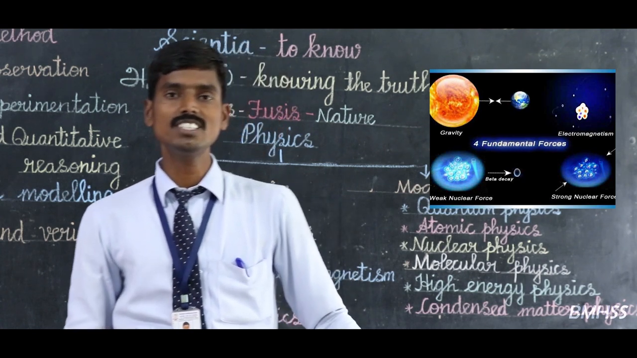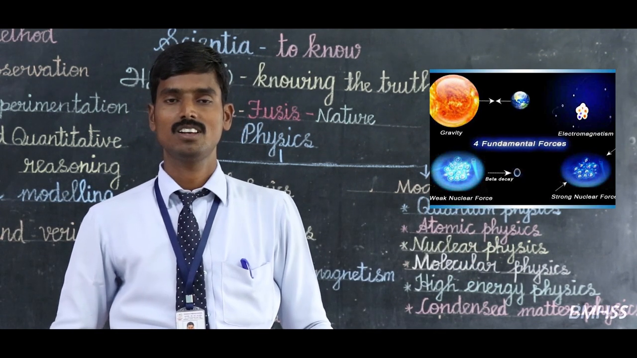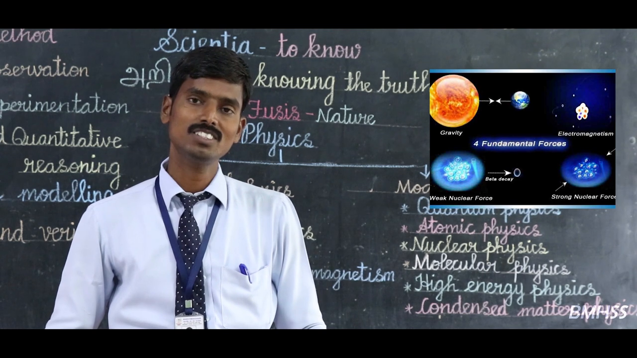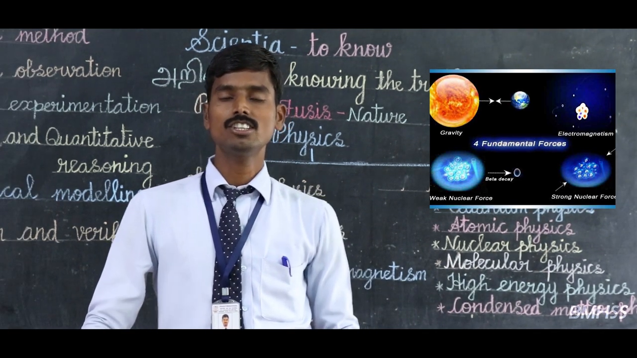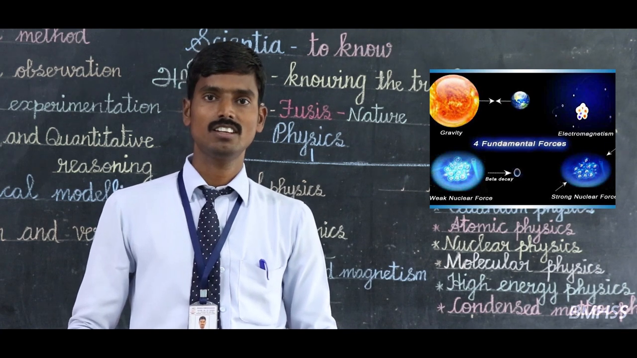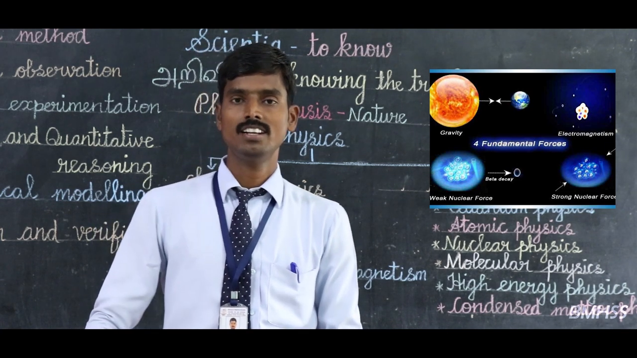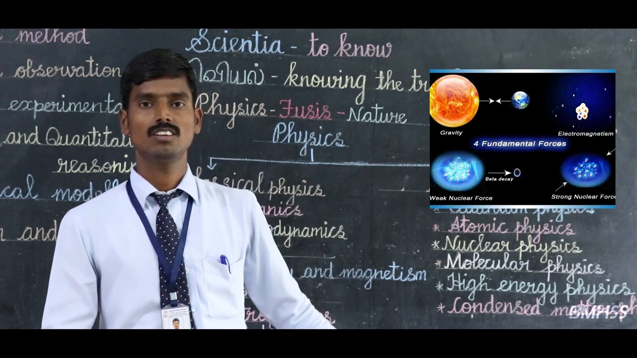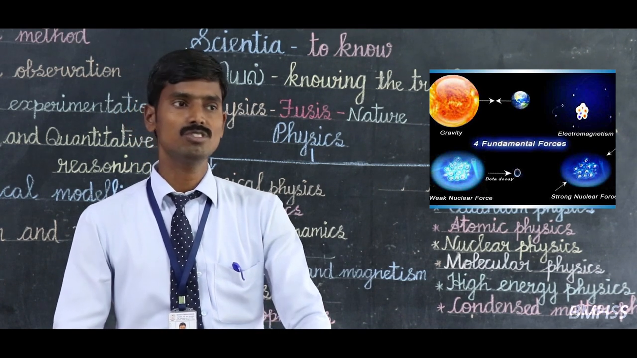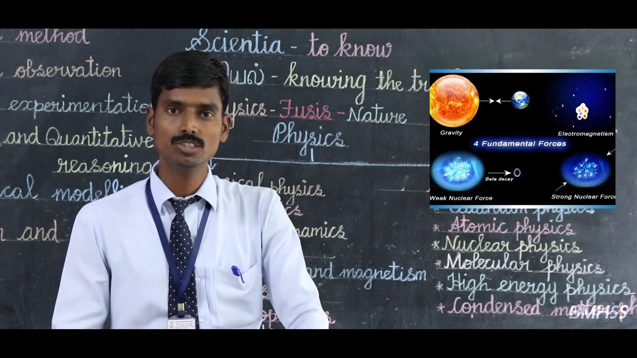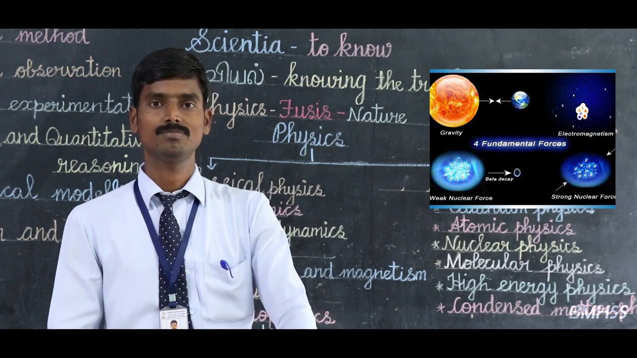The gravitational force is a long range force, because the distance is very, very high. It is the weakest force among all the forces. The next force is electromagnetic force. Electromagnetic force is a stronger force compared to gravitational force.